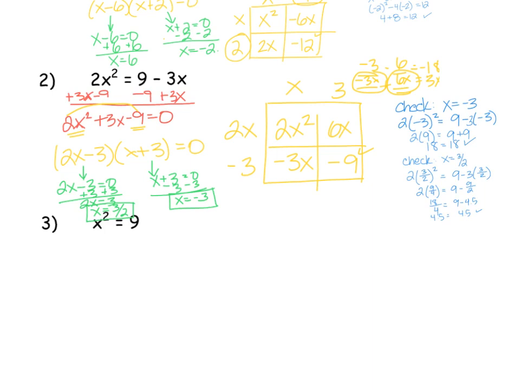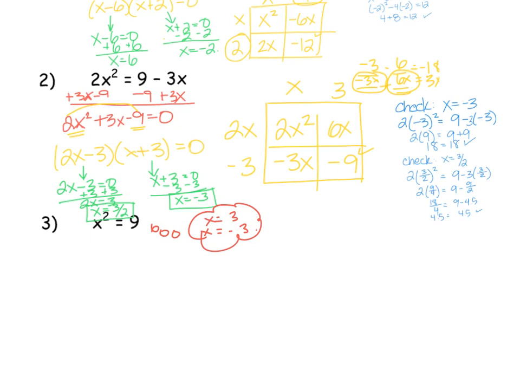Our last example is a preview of a special case, but I want to show you that there's actually 2 ways to do this problem. So you might look at this problem and say, I can already do that in my head. I know that 3 squared equals 9, and I know that negative 3 squared equals 9. So you can think to yourself that the solutions are x equals 3 and x equals negative 3. But let's make sure that we can also do this by factoring.